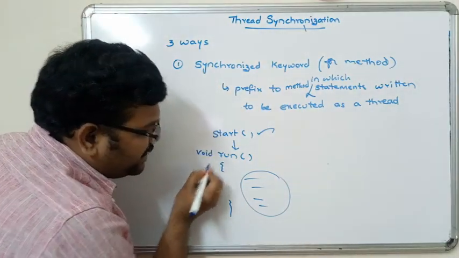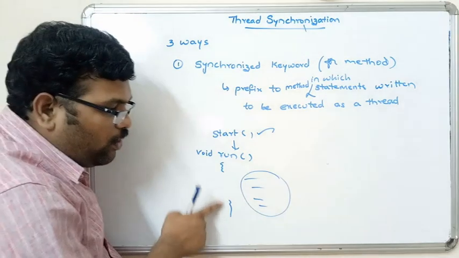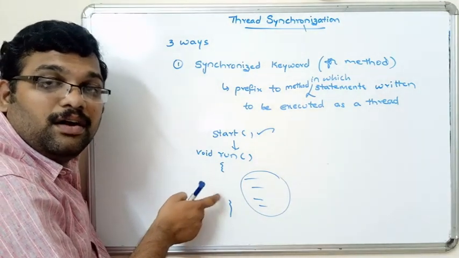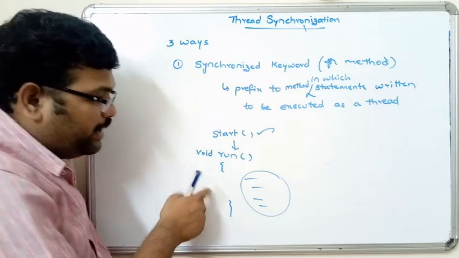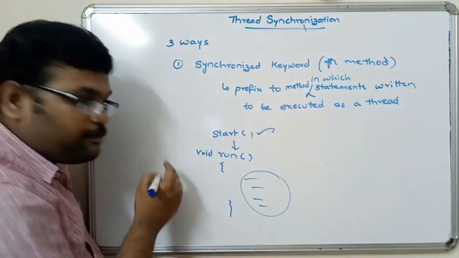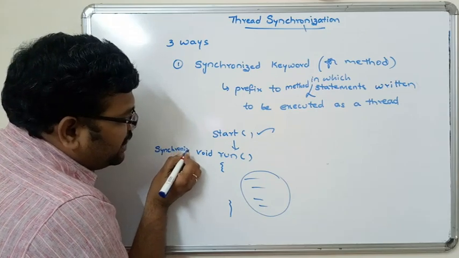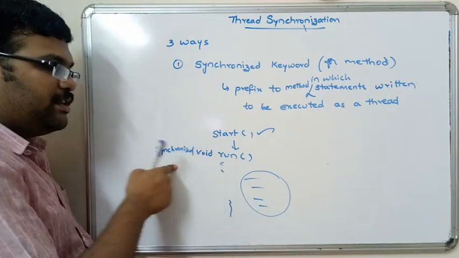So we are writing this statement, which we call the thread instructions, whatever statements we want to execute under the thread. According to this explanation, we have to use the synchronized keyword as a prefix to this run method.